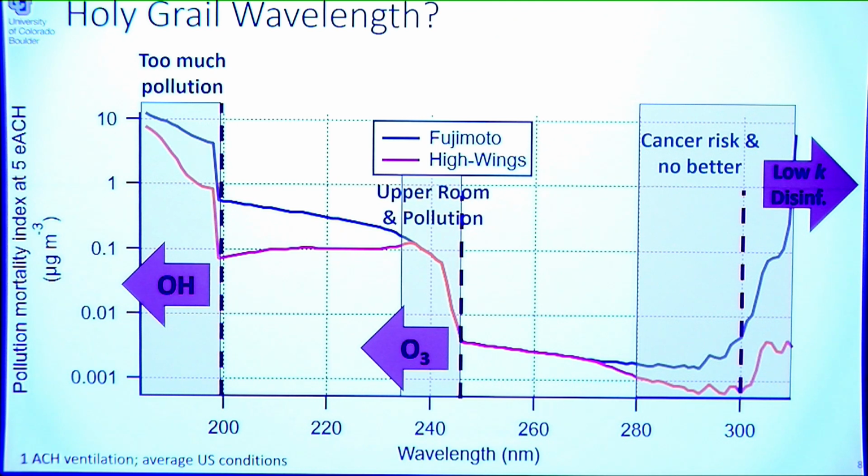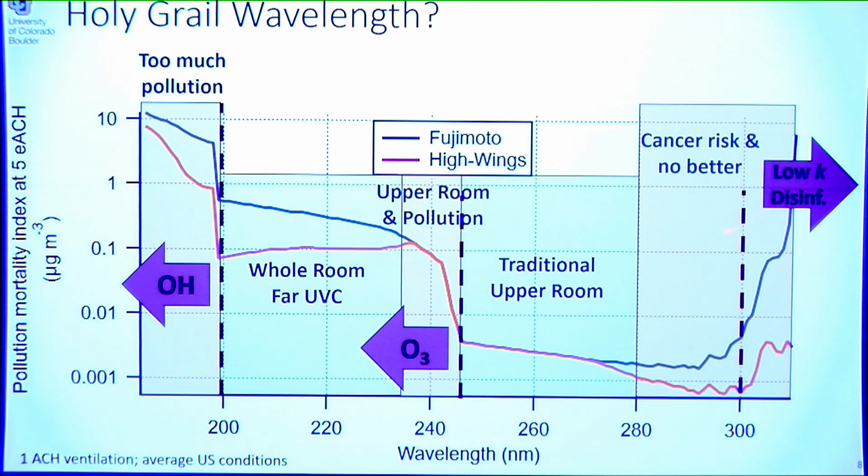This region in the middle, which last year I was naively thinking maybe was the holy grail, is not, because basically between 235 and 245, something like that, you're stuck in the upper room, and you have more pollution than with 254, so why would you do that? So then we're left with where we started. We basically have this whole room for UVC, and depending on where you are, 222, it's maybe better. Maybe you can do marginally better in the Fujimoto case, and it doesn't matter on the other case.